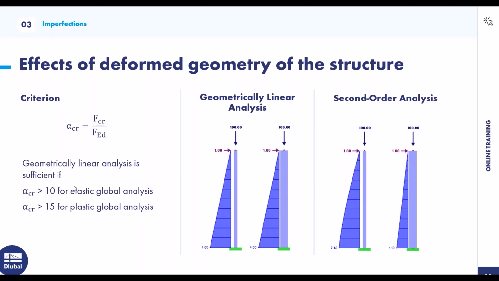For steel construction, there's a value that defines when a structure should be calculated geometrically linear or according to the second order analysis. If the critical load factor alpha crit is less than 10, the system must be calculated according to the second order analysis. If alpha crit is larger than 10, then it's sufficient to apply the geometrical linear analysis for an elastic design. And if you want to do a plastic design, the alpha crit must be larger than 15, then you can also design according to the geometrical linear analysis.